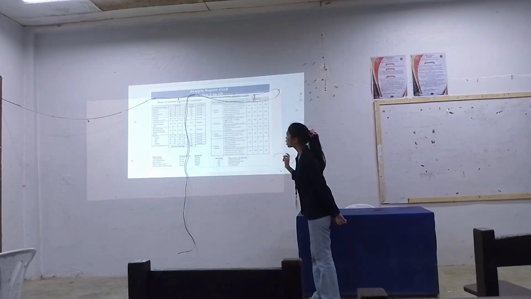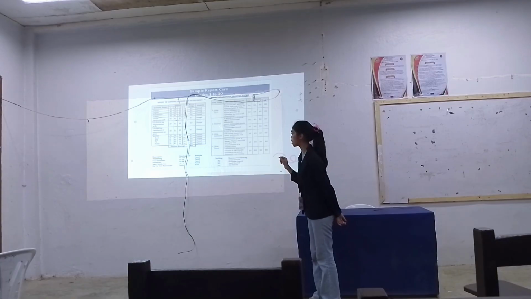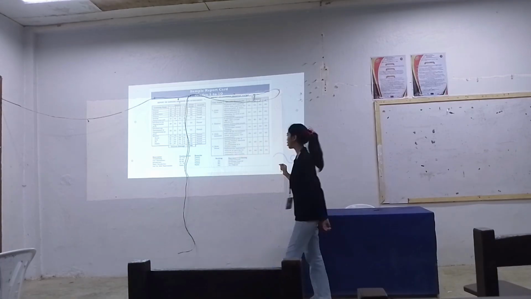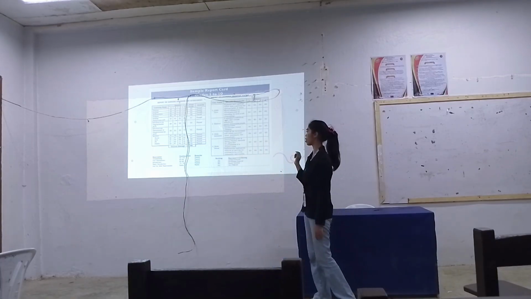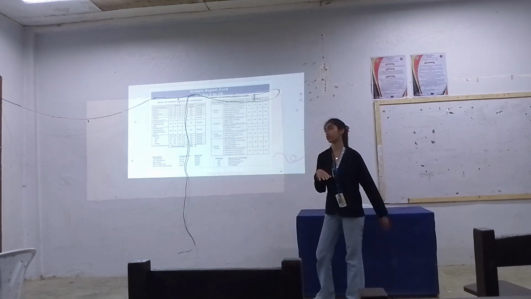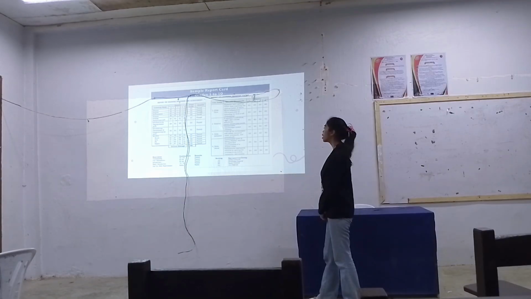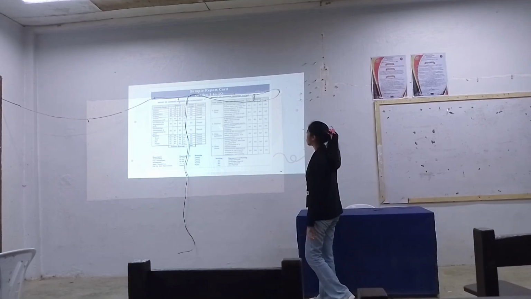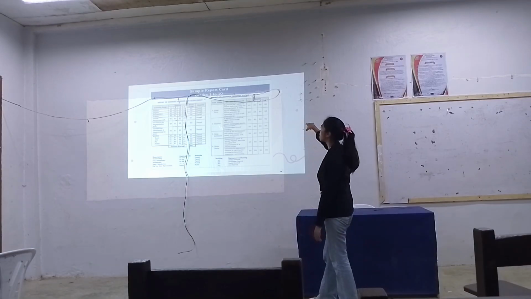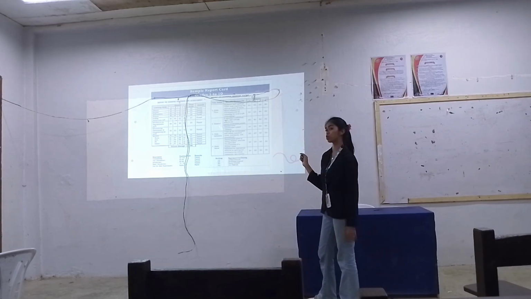Then 85 to 89, very satisfactory. Then 80 to 84 is satisfactory. Then 75 to 79, fairly satisfactory. Then below 75, did not meet expectations. On the other side are the core values, with remarks on whether the student is outstanding or needs to be observed.